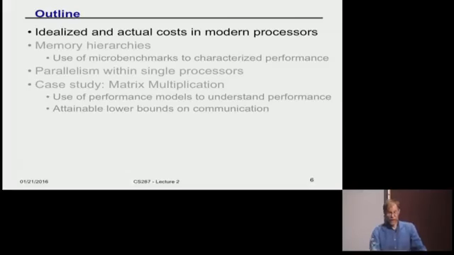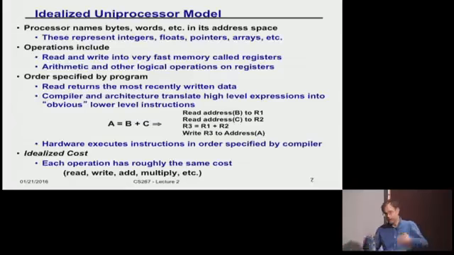So let's start with the idealized and actual. This is terminology that should be familiar. Let me just make sure we're all on the same page. A processor has names for everything in its address space. So they're bytes or words, and these represent integers, floating point numbers, pointers, or arrays. That's what an address points to. And the operations that you do on them include reading and writing of that stuff from the main memory into fast objects called registers. And you're only allowed to do arithmetic and logic, the real work, on stuff that's sitting inside those registers. So the order in which you do these is, of course, specified by your program.